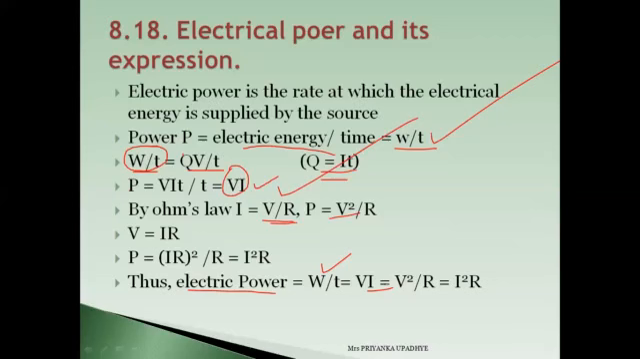Next, the third one, V square divided by R. Next, finally, what we have? I square into R.